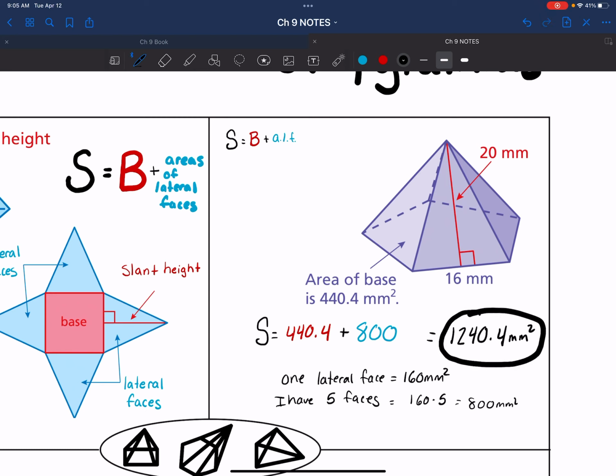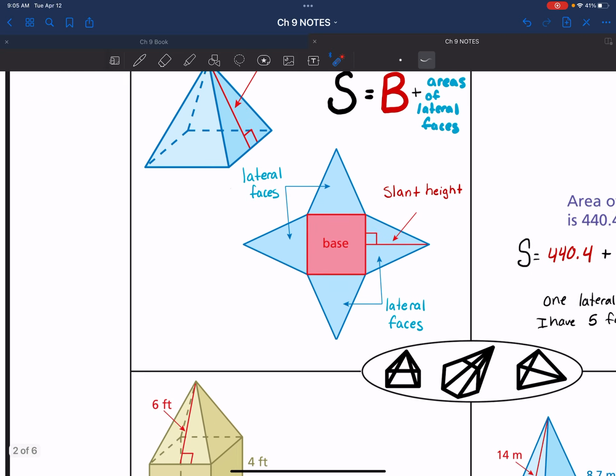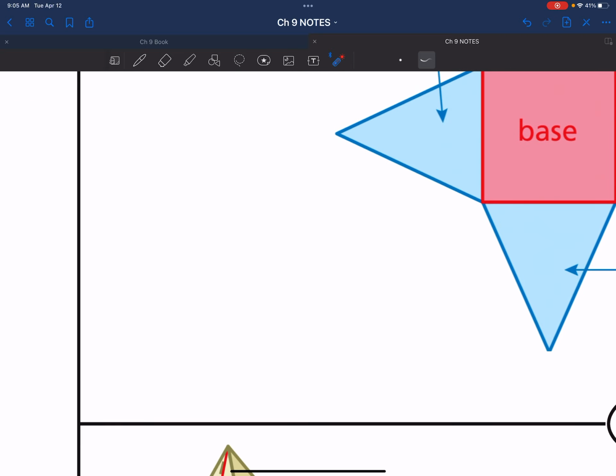Okay, so here's the big thing we have to remember. S equals big B plus ALF. S is the surface area of the whole shape. Big B is the area of the base. ALF is the area of the lateral faces altogether. I'm going to go ahead and write all of that right here in this little space that I have, because I think it's important for us to remember that all of these things actually mean something, right?